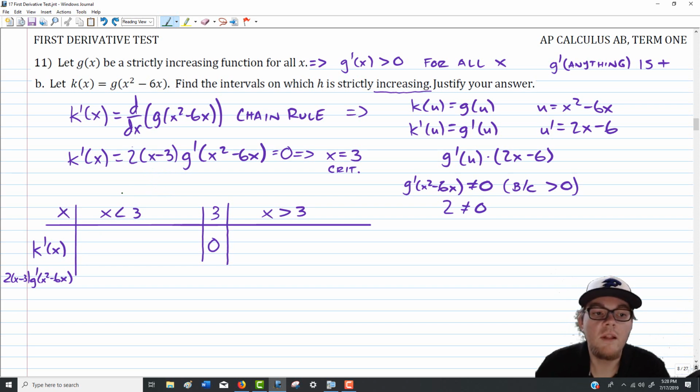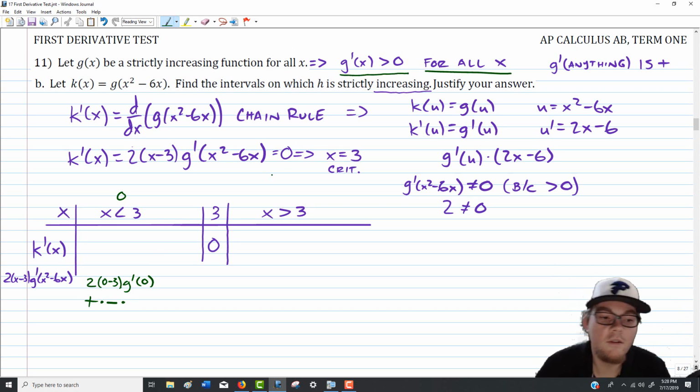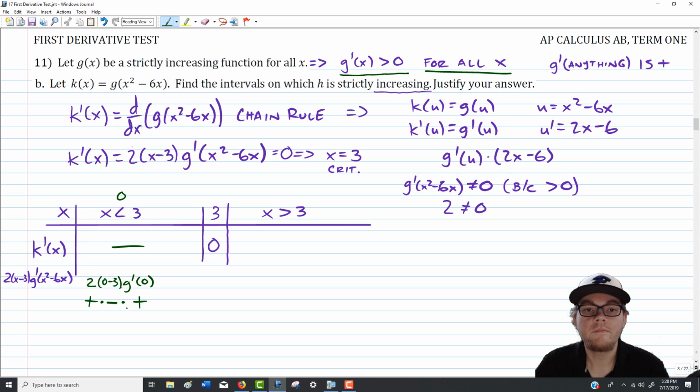Putting in a value less than 3, let's put in 0 for instance. It's a really good test value. Well, think about what the value of k prime of 0 would be. We'd have 2 times quantity 0 minus 3 times g prime of 0. And again, this can be kind of awkward the first time you do it, but let's think. 2 is positive, 0 minus 3 is negative, and g prime of 0 must be positive because g prime is positive for all x values. So that means g prime of 0 is positive as well. A positive times a negative times a positive is negative.